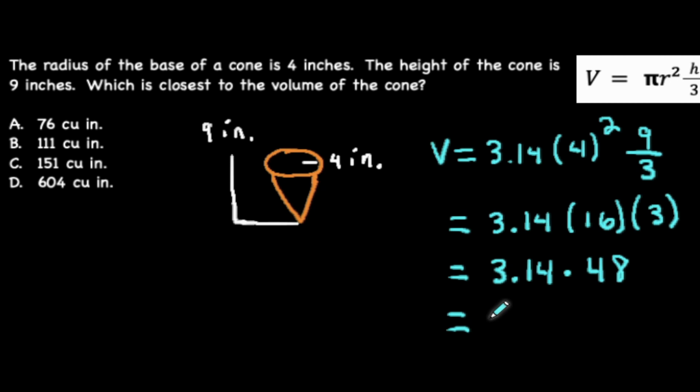So we have 3.14 times 48. Okay, and I'm getting 150.72. So that means that the answer is letter choice C, 151 cubic inches. Okay, so let's move on to the next problem.